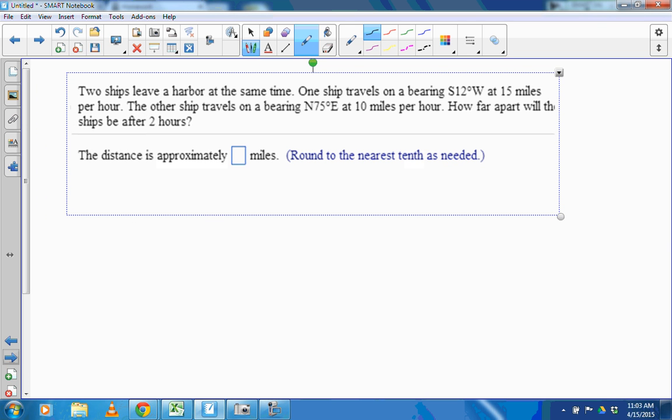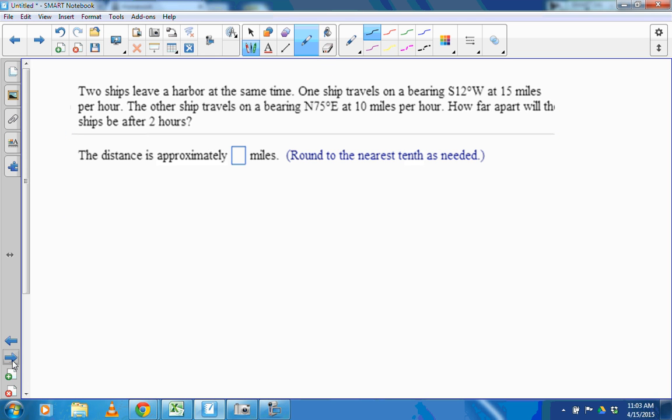Oh, I really don't want to do this problem. All right. Two ships leave a harbor at the same time. One ship travels on a bearing south 12 degrees west at 15 miles per hour.